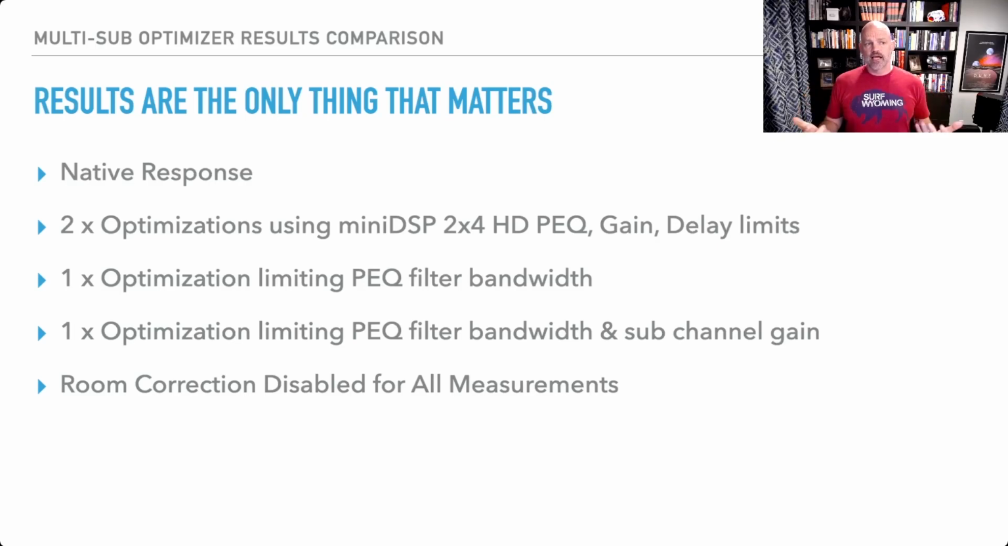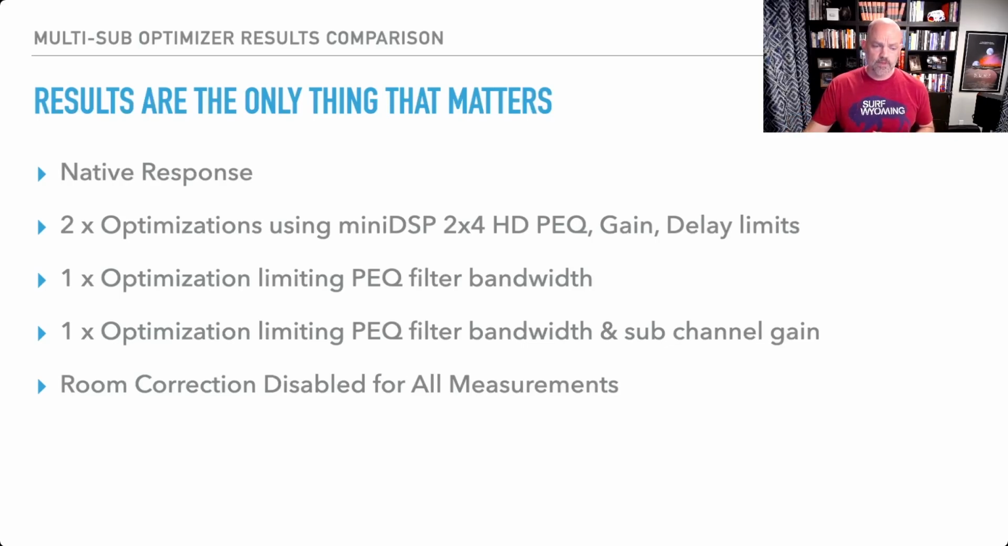And then the last one that we'll look at is the same Q filter bandwidth limit, but then I add sub-channel gain limitations. This is me using MSO 1.1.6 and the new default gain structuring on the sub. So rather than letting it go plus or minus 16 dB, it's using plus or minus 6. And we'll see what the results look like there. All of these have all room correction disabled. This is just native MSO, native miniDSP for all of these measurements.